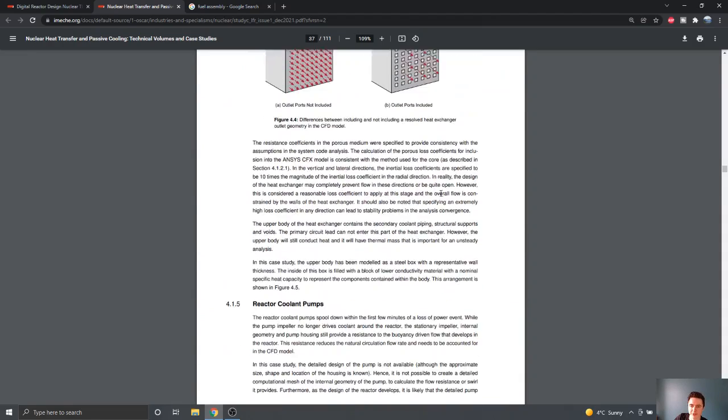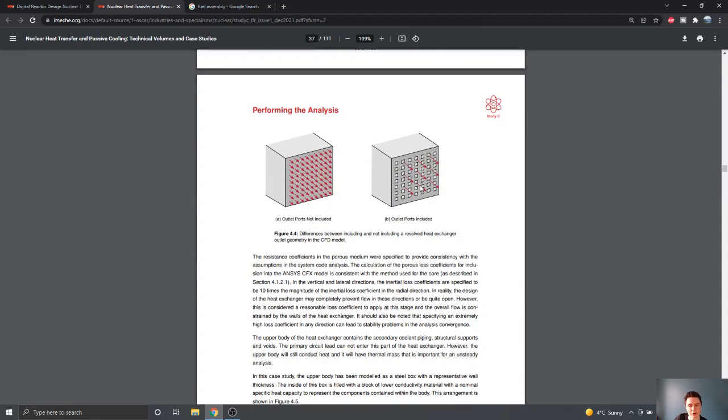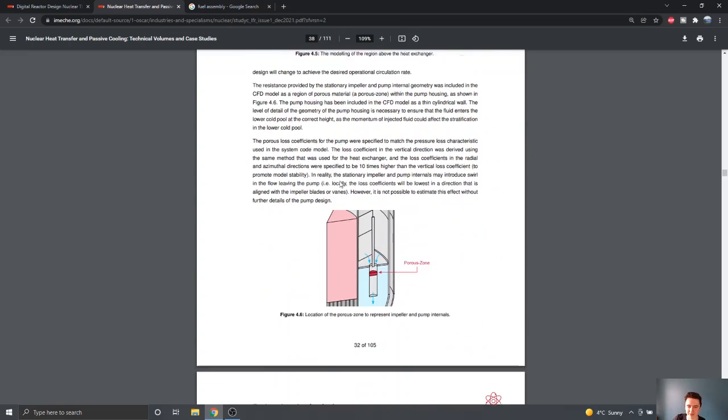And we can do a similar thing for the heat exchanger as well. Heat exchanger designs can be extremely complicated. You can have lots of different tubes and plates to increase the efficiency of heat transfer. But what we decide to do in this model is, because we're not interested in the heat exchanger, we just model it as a block of porous material which provides the right amount of resistance.